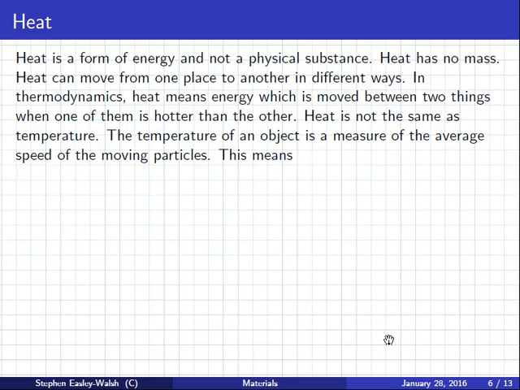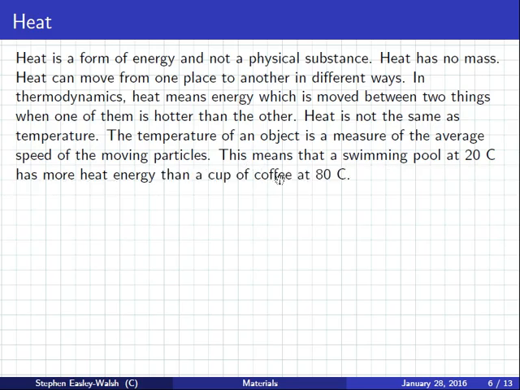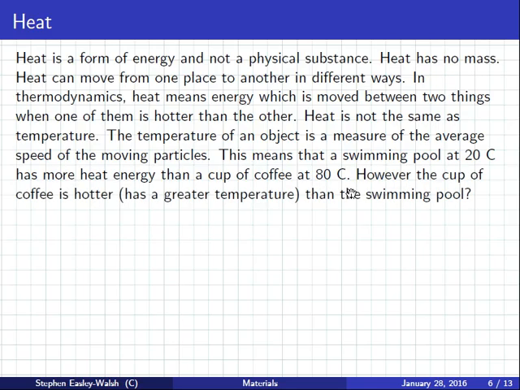So listen carefully to this sentence, okay? This means a swimming pool at 20 Celsius has more heat than a cup of coffee at 80. Why? More molecules. However, we say the cup of coffee is hotter than the swimming pool. Don't we say that in English? So this is a problem with hotter and heat. In English we say the coffee cup is hotter than the swimming pool because it's 80 and 20. But in physics we say the swimming pool has more heat. You have to be careful, okay?